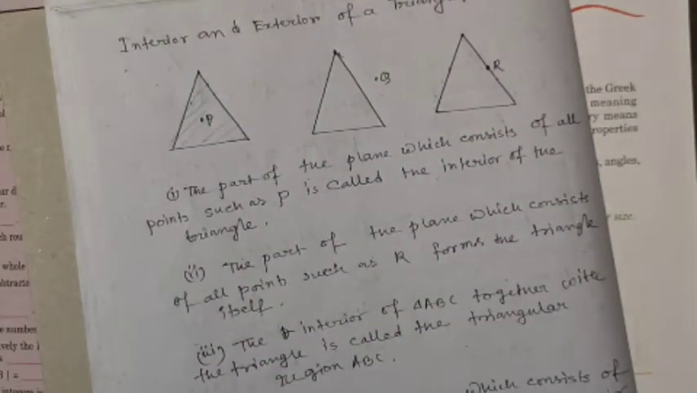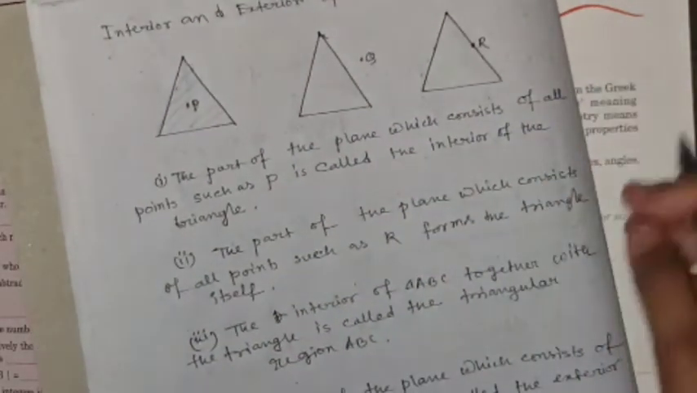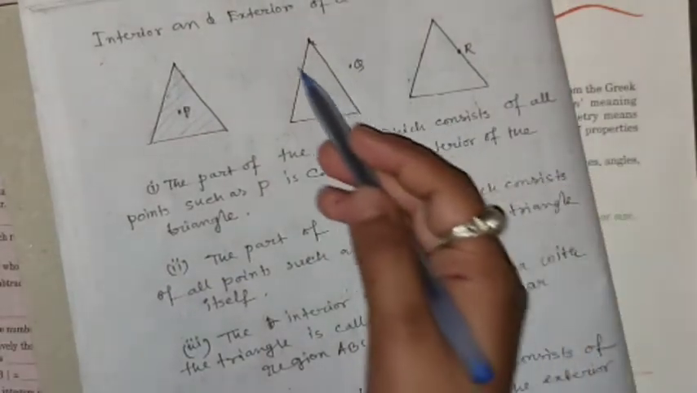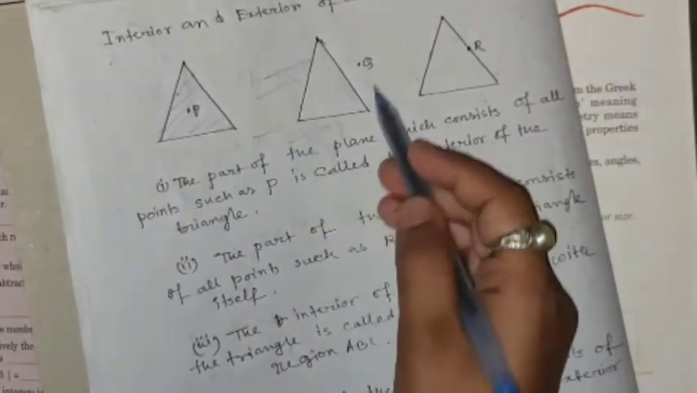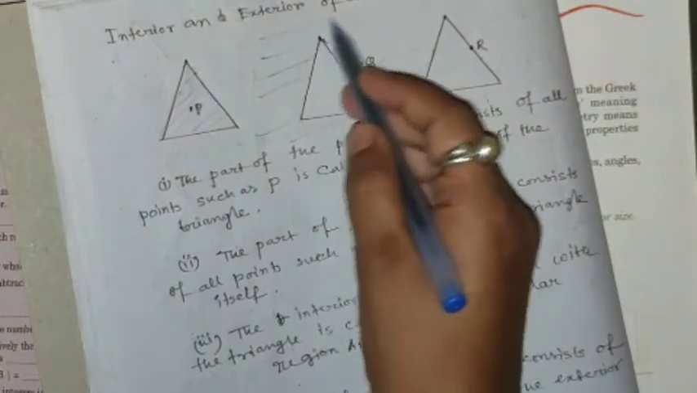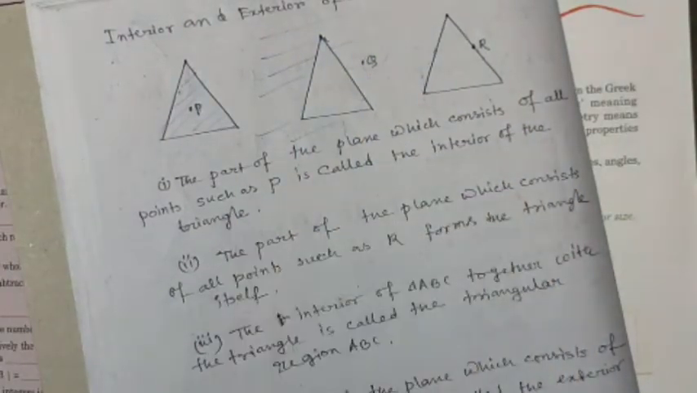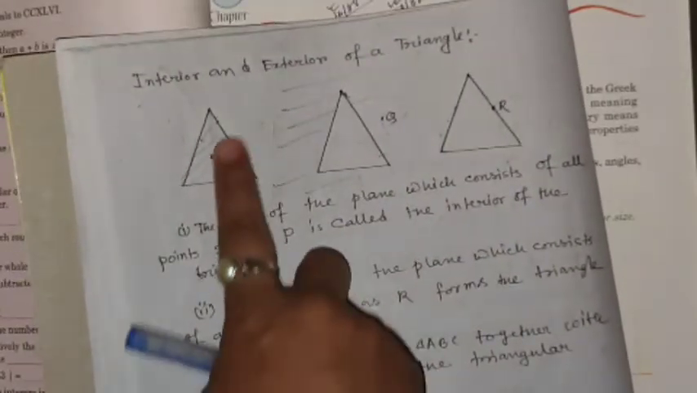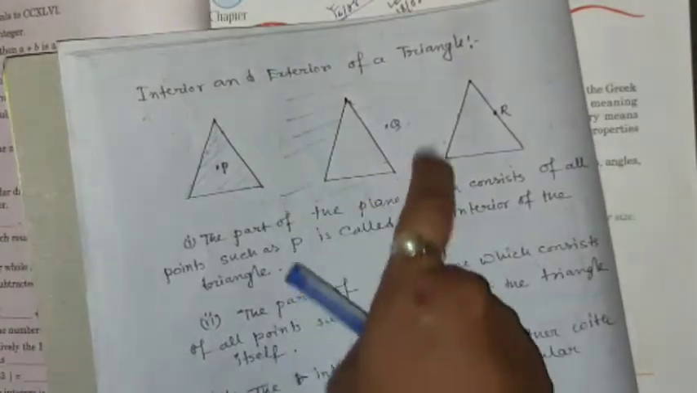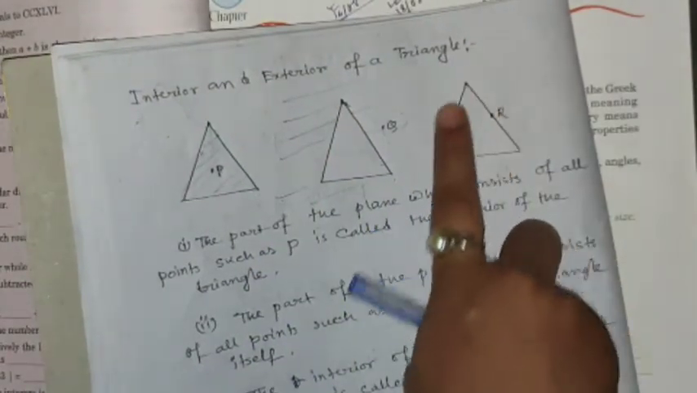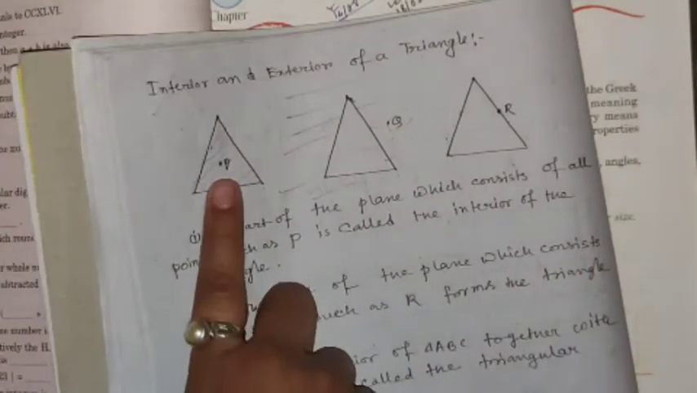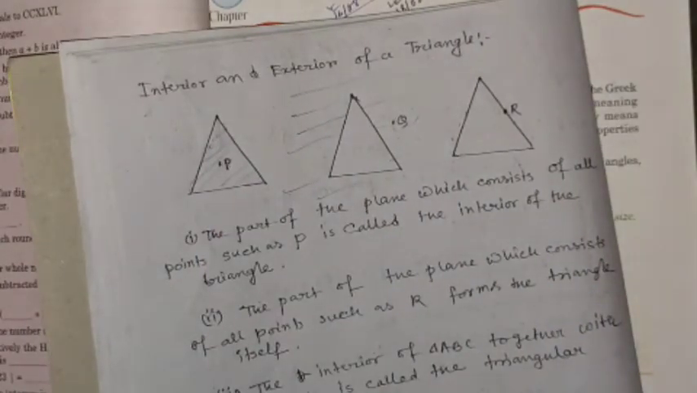The part of the plane which consists of all points such as Q, that is, the region outside the triangle, is called the exterior of the triangle. So this is the interior part, this is the exterior part, and this is the triangle itself. Okay, so the interior part included with the triangle itself is called the triangular region.